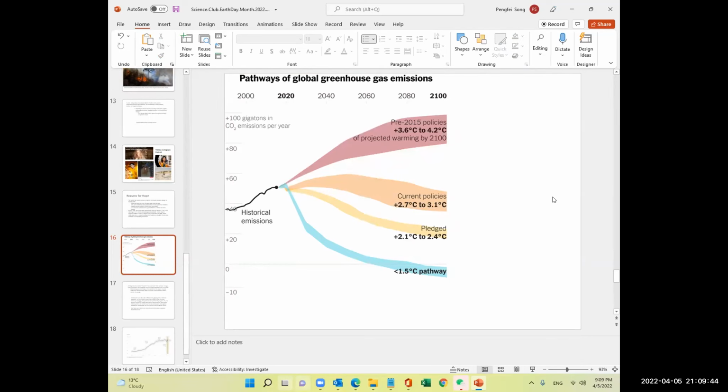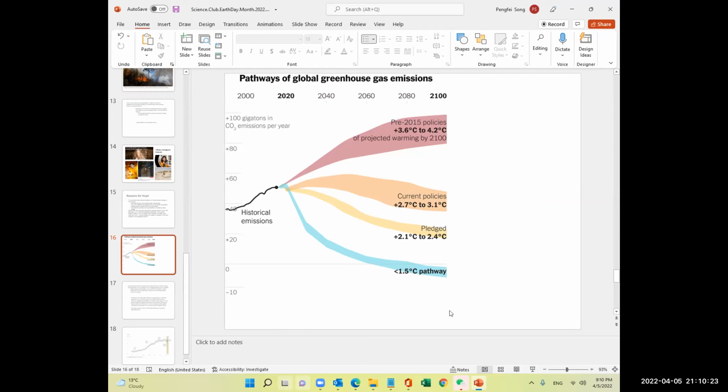Okay. So basically, if we don't do anything, according to the pre-2015 policy, the temperature can go up to 4.2 degrees Celsius by the end of the century. With the current policy, with whatever we're doing already, the temperature will go up to 3.1 degrees Celsius. But according to the pledge, if we follow the pledge that our country has made, and all the other countries do the same thing, then the temperature will go to 2.4 degrees Celsius.